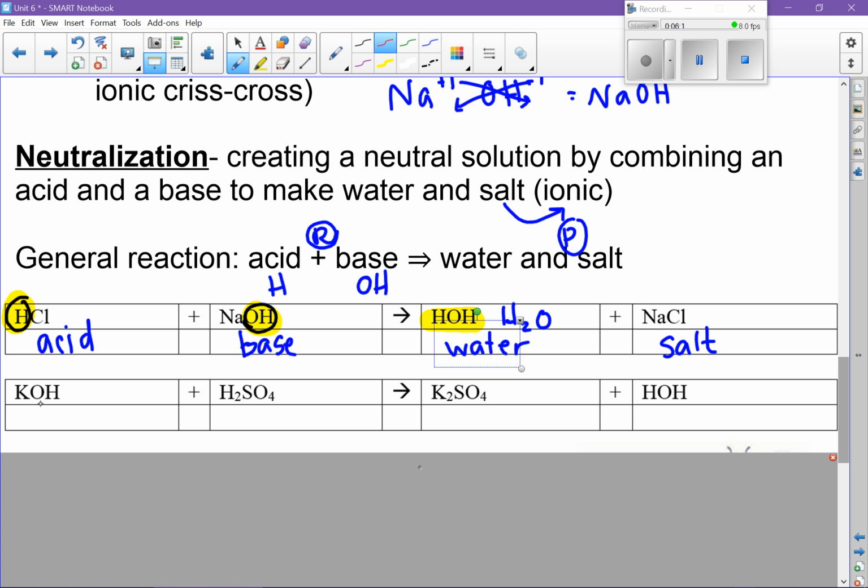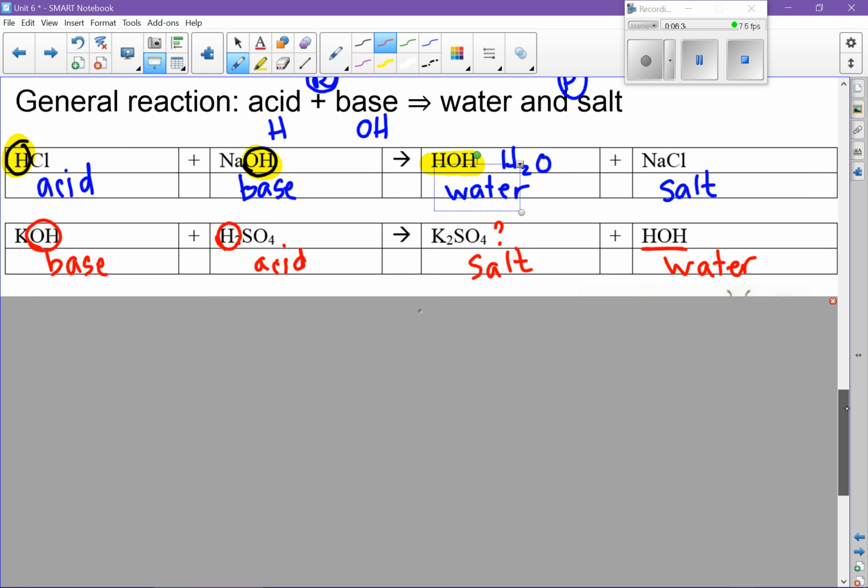Alright, let's see how you did. This has an OH in it, which means it is the base. This starts with an H, meaning it is the acid. And over here, I have no idea what this is, but I see HOH over here. That's my water. And that means this other thing that I wasn't sure of must be the salt that's formed. So you just need to be able to identify a neutralization reaction by picking out all of the parts.